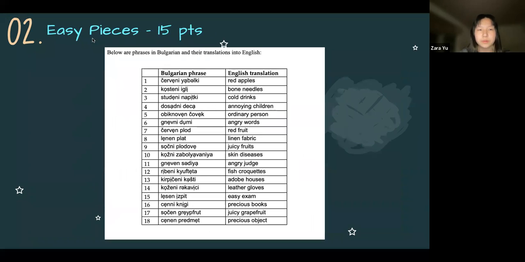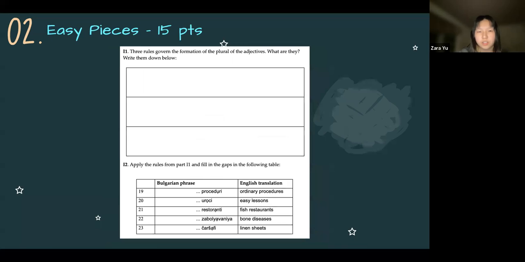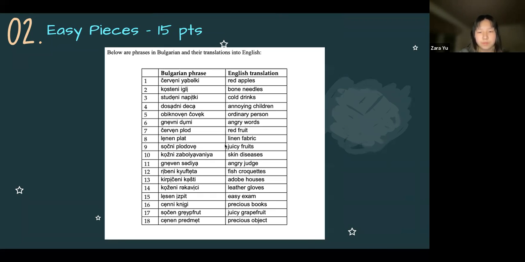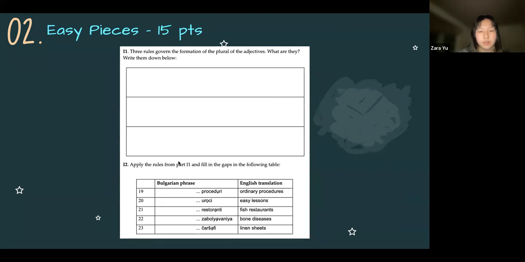Okay, the next question we're gonna do is called Easy Pieces. It's 15 points. So you're given these phrases in Bulgarian and the translations in English. So what you have to do is figure out 3 rules that govern the formation of the plural of the adjectives and write each of them down. And you also have to apply the rules from here and fill in the gaps here. So I'm going to stop screen sharing and I'll put the link to the problem in chat.